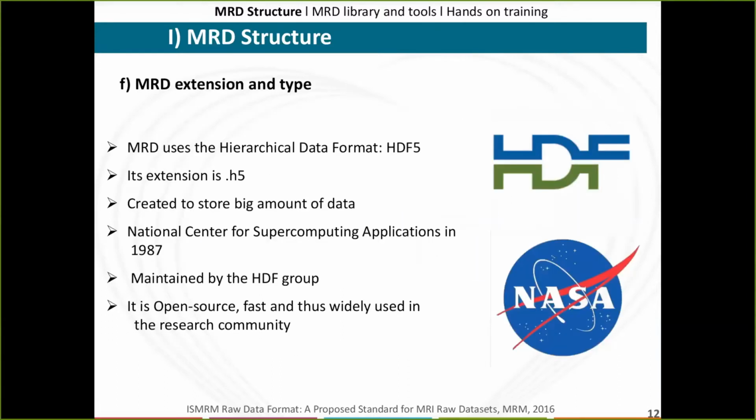The MRD uses the hierarchical data format, HDF5. The extension of the file is .h5, and it was originally created to store a very big amount of data. That's nice because you're not limited basically in the amount of data you can save. It was created in 1987 by the National Center for Supercomputing Applications. Now it's maintained by the HDF Group, and it's open source, it's fast, and it's widely used in the research community. It's also used by NASA, so it must be nice.